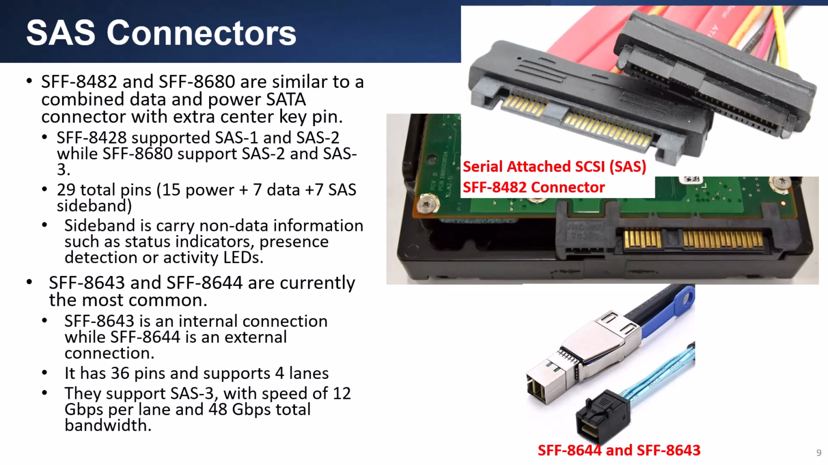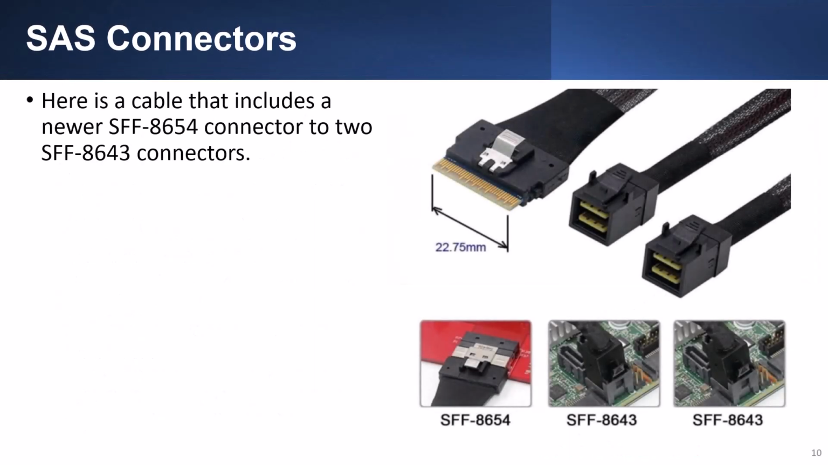As I mentioned before, the SFF 8643 and SFF 8644 are currently the most common connectors used for SAS drives. The SFF 8643 is an internal drive connector, and the 8644 is an external connection. They have 36 pins and support 4 lanes, giving a total of 48 gigabits per second total bandwidth. Here's the cable that includes the newer SFF 8654 connectors to 2 SFF 8643 connectors.